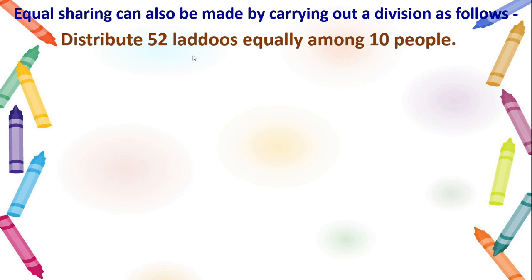Distribute 52 laddus equally among 10 people. See what is there? 52 laddus are there and we have to divide them equally among 10 people. Okay, now 52 here. And what we are going to write outside? 10. Very good. We have to distribute these 52 laddus among 10 people. Yes, very good. Now we are going to recite the table for 10.